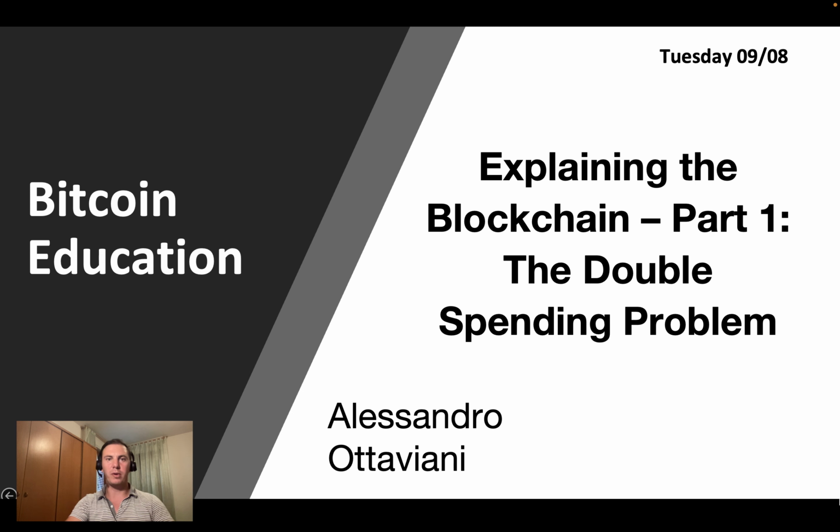With this video, I will start a series of 15 lectures related to the blockchain. So we will see step by step what Satoshi Nakamoto was able to build and why. The first part is called the double spending problem because for every topic, the most important thing is to understand which is the problem that we are trying to solve.